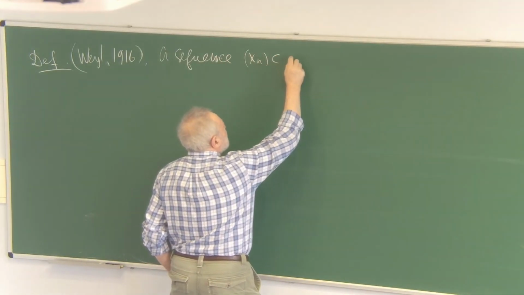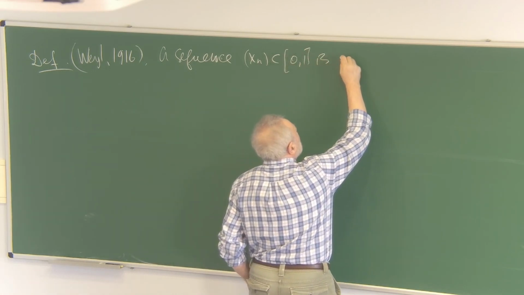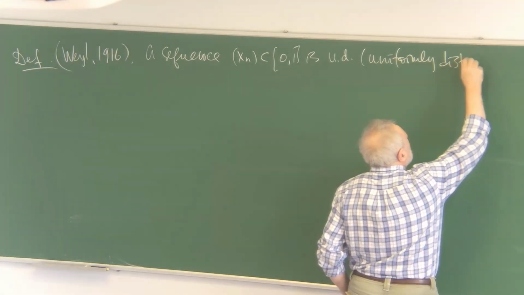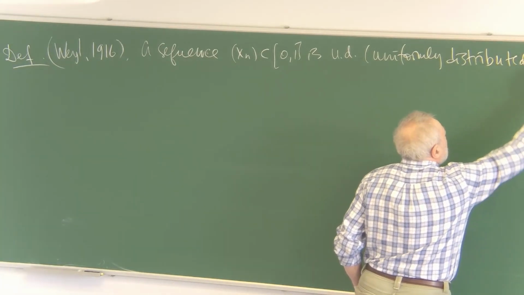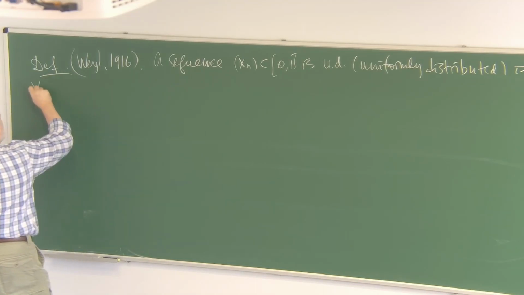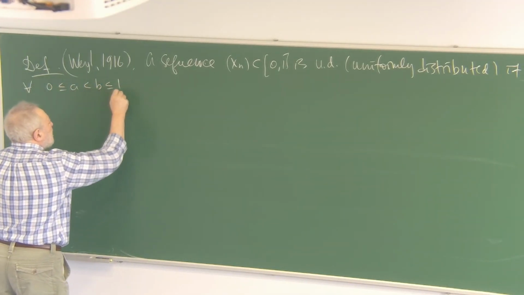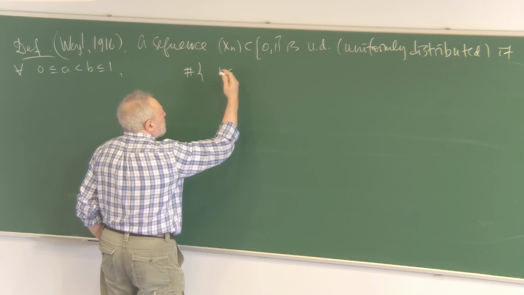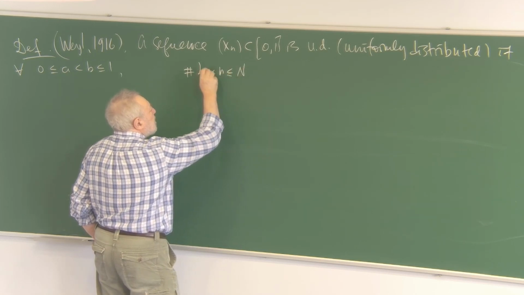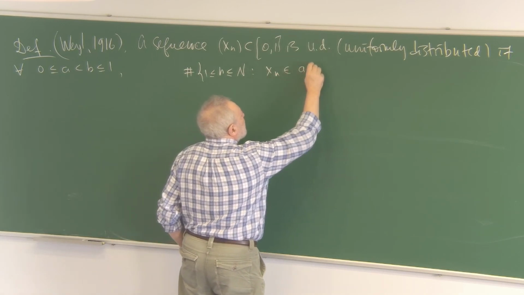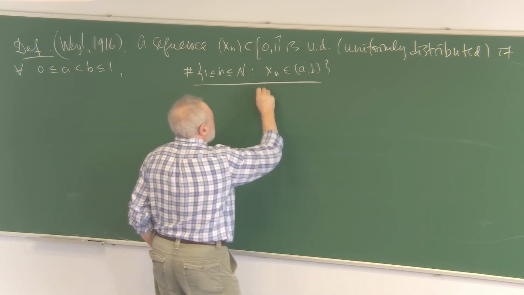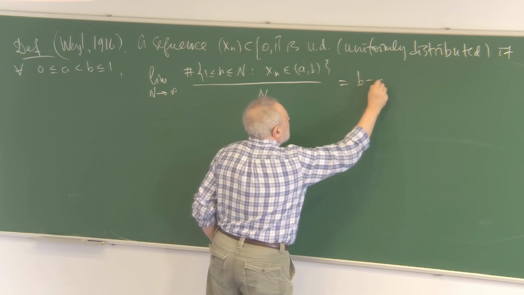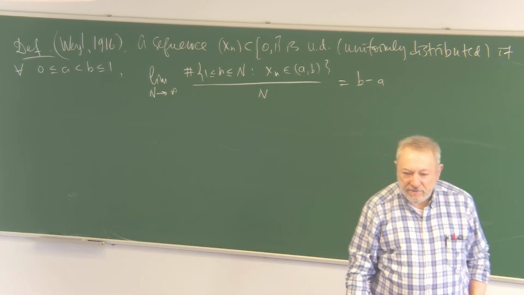A sequence Xn in, say, the 0-1 interval is UD, uniformly distributed, if for any subinterval it visits this interval fairly. So I hope this definition is clear.